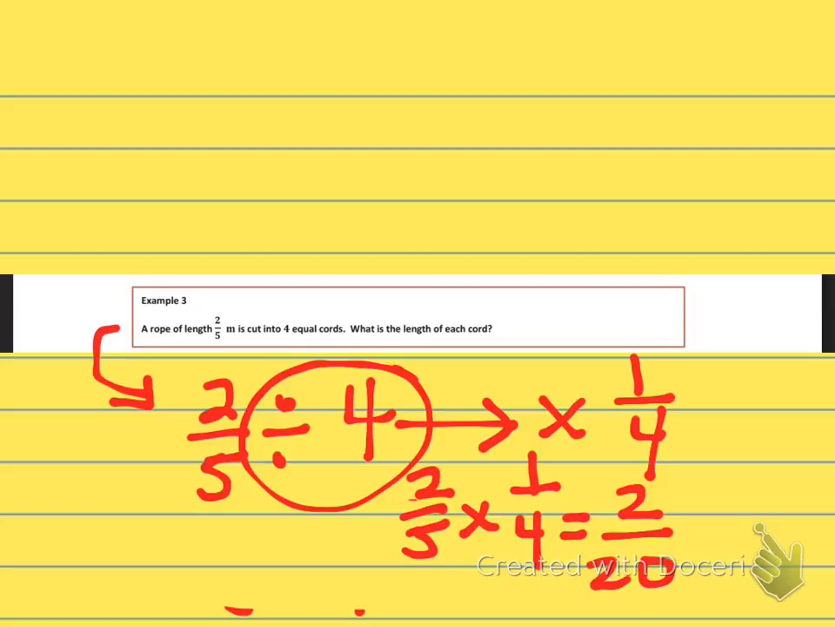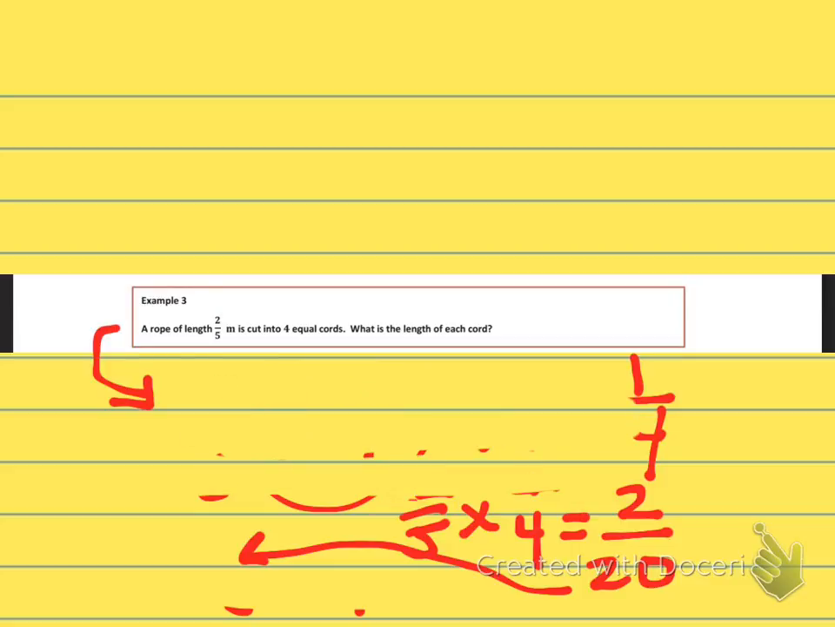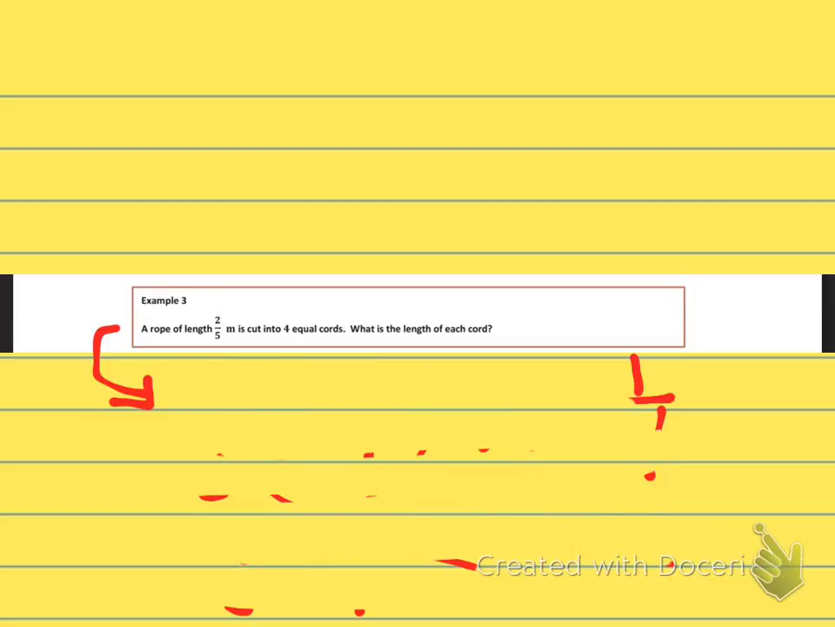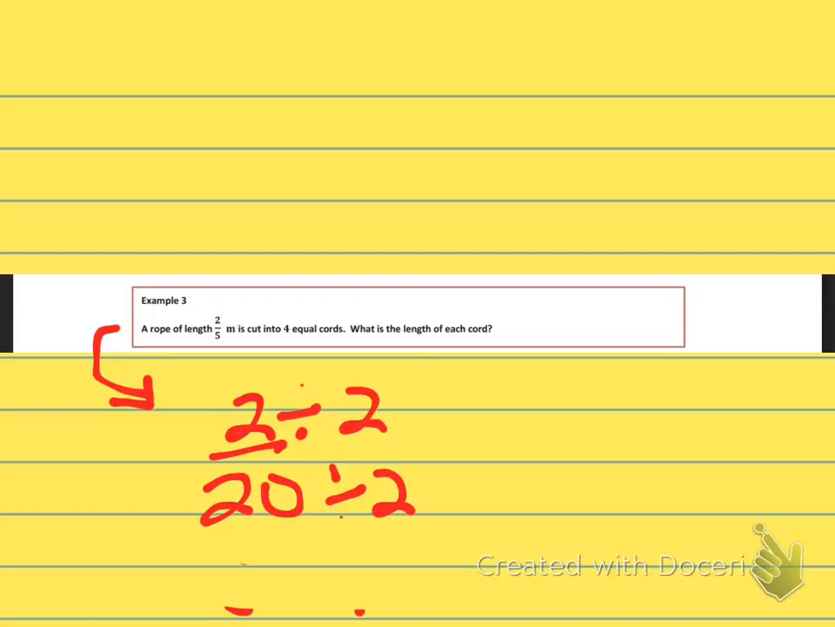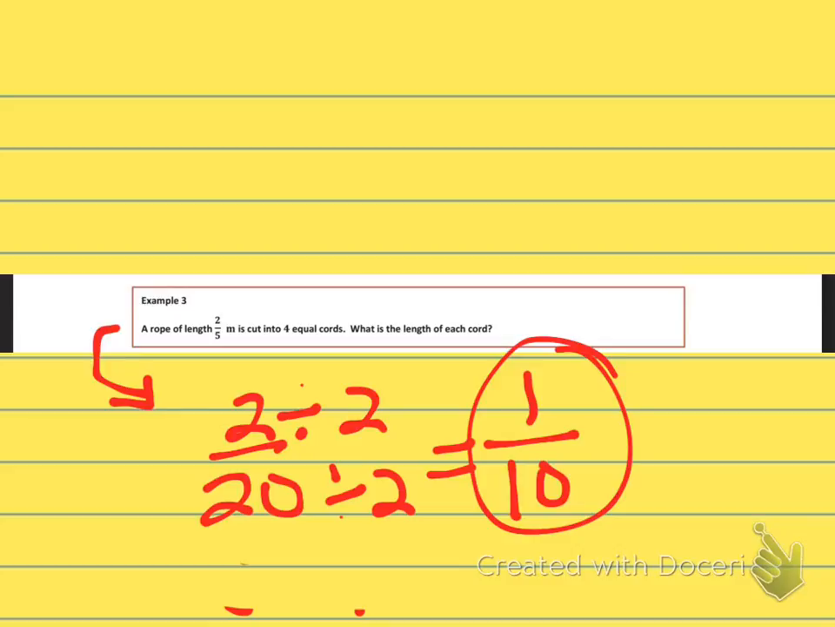2/20. And if we simplify that, I'm running out of room here, so let me erase that. So 2/20, what do they have in common? They could both be divided by 2. So then I would get 1/10. So the length would be 1/10. And I'm going to show you the visual that would represent that.